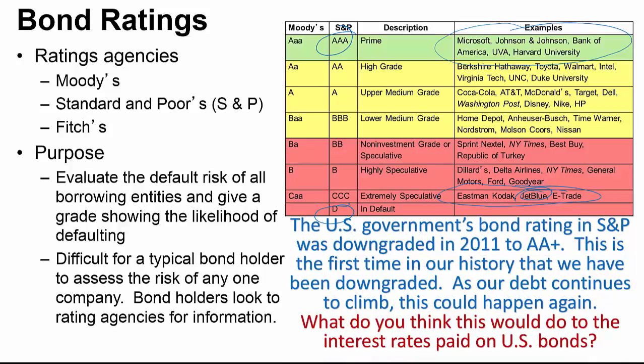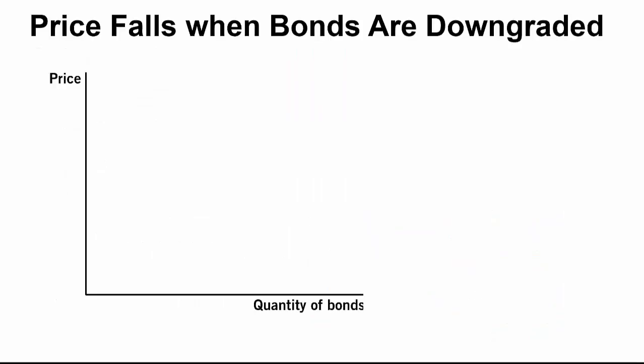Now, interestingly enough, the U.S. government's bond rating in the S&P was downgraded in 2011 to AA+. So it turns out Microsoft is less of a risk than the U.S. government. Now, AA+ is still fine. There's never been a default on U.S. government debt, so I wouldn't worry about that. Okay. So the price falls when bonds are downgraded.